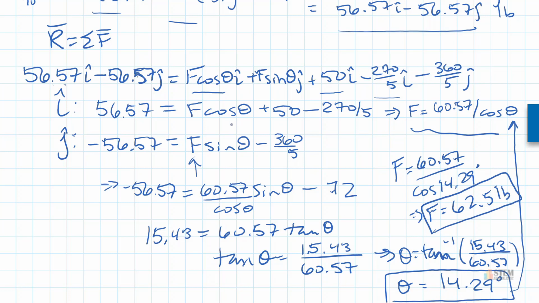The key on this one is realizing it's going to be easier to solve this top equation, get cosine in the bottom, so that when you plug it in here, you get that tangent theta. A lot of people try to do some crazy algebra to get this theta, but that is typically the easiest way to go about that.